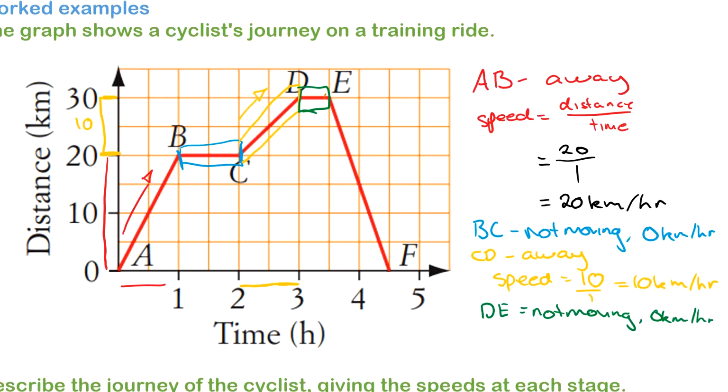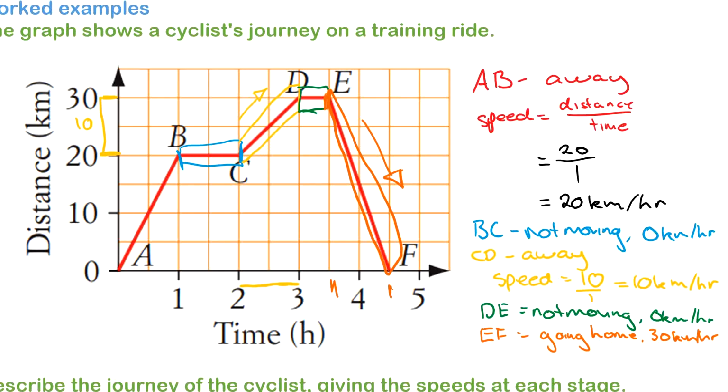And the last one we'll look at is this section down here, E to F, and it's the first time we're going in a downwards direction, so we're going home at this point. If it's a cyclist, we're going home. And we're going between here and here, so that is 1 hour, and we've traveled 30 kilometers, so 30 over 1 is 30, so 30 kilometers per hour.